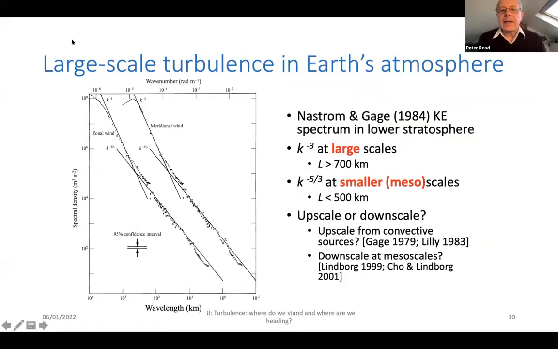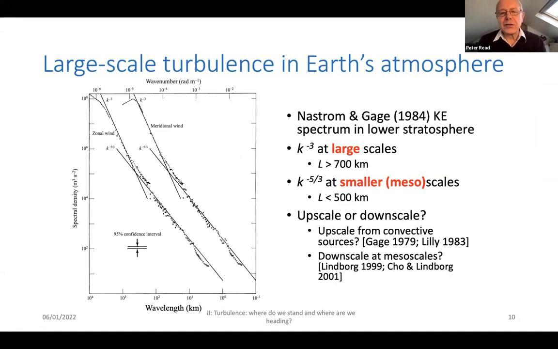So, of course, the acid test with these simple paradigms is when you confront them with observations. And then there are the famous observations obtained by Nastrom and Gage, based on observations of wind fluctuations, mainly from commercial aircraft. In fact, they were able to obtain an estimate of the kinetic energy spectrum in the atmosphere, at least at a particular level. And the curious feature here is that they saw both a k to the -3 segment and a k to the -5/3 segment, but the wrong way round.